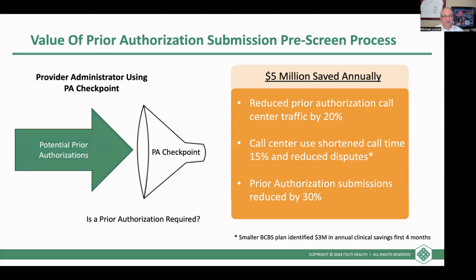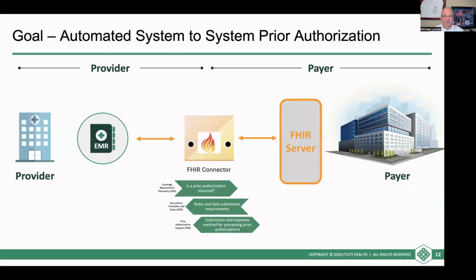In addition to these reductions in call center activity, we've also seen that prior authorization submissions are typically reduced by about 30%. And again, that's because that administrator at the provider has a confident answer and they don't submit unnecessary prior authorizations.